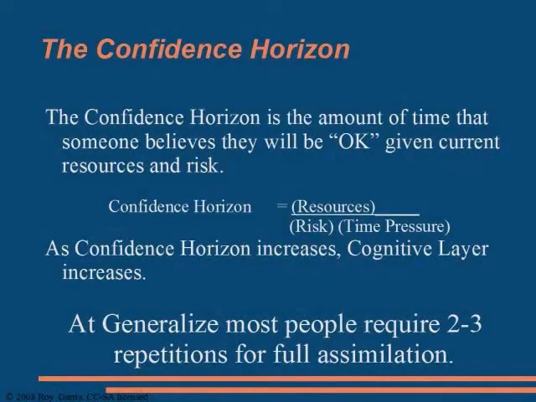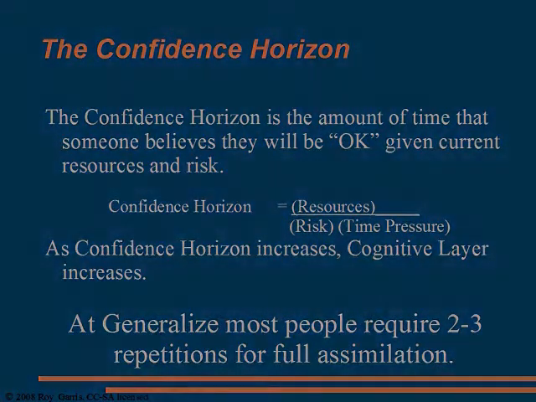All right? So anytime we go to affect change, we say, are you on deadline? We just want to know. Now, confidence horizon is resources divided by risk times time pressure. As confidence horizon increases, cognitive layer will increase. Now, the funny thing about humans is we can't simply throw a resource at it. That doesn't work. We have to actually manipulate those values together, or the human brain won't believe it. It's too good, it's not going to last. So we try to work this so that people get to that generalized layer, because when we get them to generalize, it only takes 2 to 3 repetitions instead of 64.